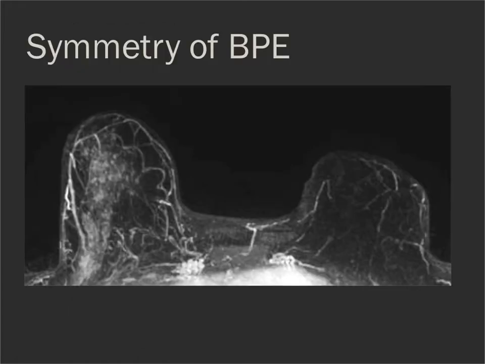As I said before, you do need to note whether the background parenchymal enhancement is symmetric or asymmetric. This is a patient who has very asymmetric enhancement. The reason in this case is because her left breast had prior lumpectomy for malignancy and radiation treatment, which tends to decrease the background parenchymal enhancement. In a case where there is asymmetric enhancement like this, you categorize it by the breast that has the most intense degree of enhancement. So in this case, it would be probably at least moderate.